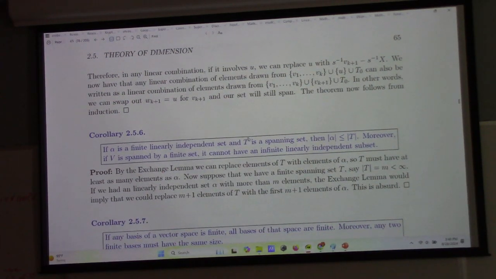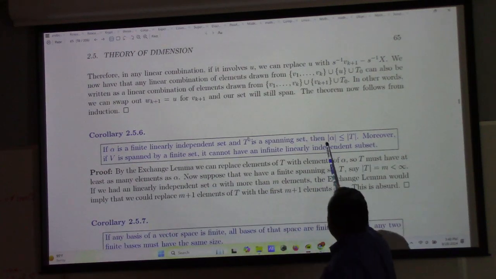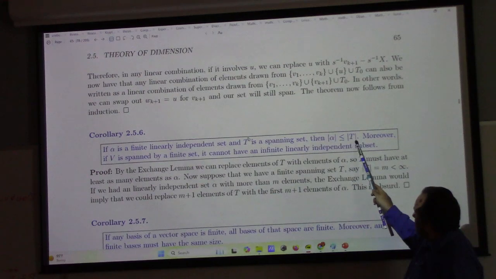The next corollary: if alpha is a finite linearly independent set and T is a spanning set, then, with this notation for cardinality, the size of alpha is less than or equal to the size of T.